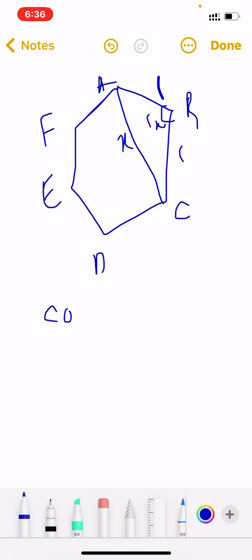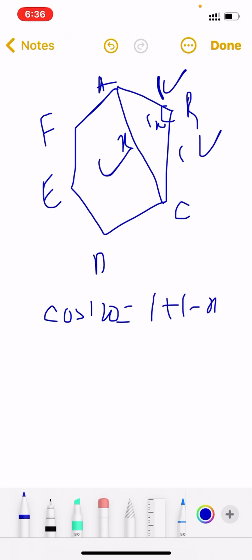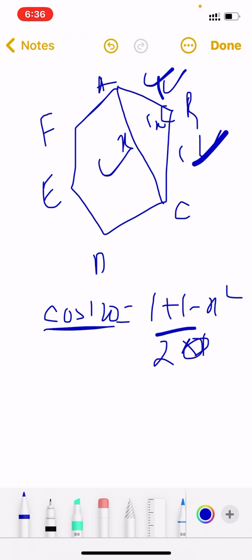Now cosine rule, cos 120 equals 1 plus 1 minus x square upon 2 into product of this and this. So 1 into 1, so leave it as it is. Okay, so 2. Now cos 120 is minus 1 upon 2.